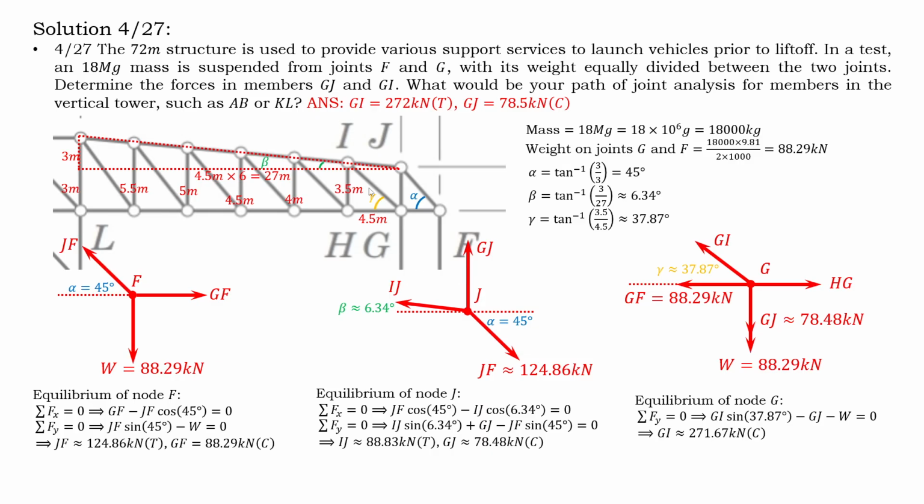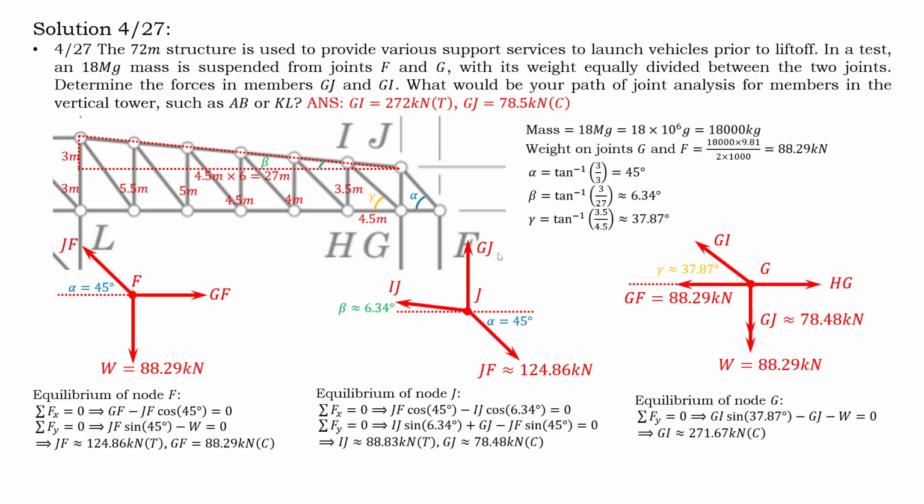And now for joint J, we have the angle. We have JF from the previous section, 124.8. Then we use it here. Again, we have two unknowns. We find GJ and IJ.